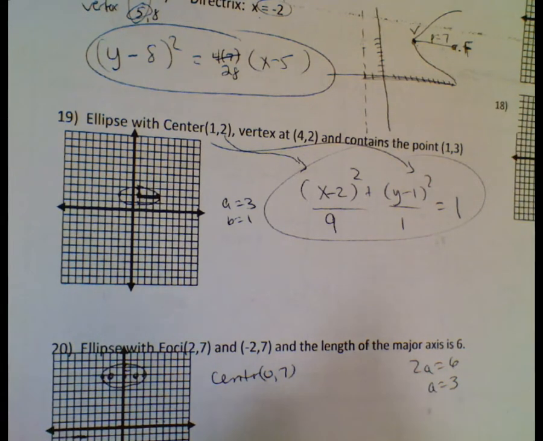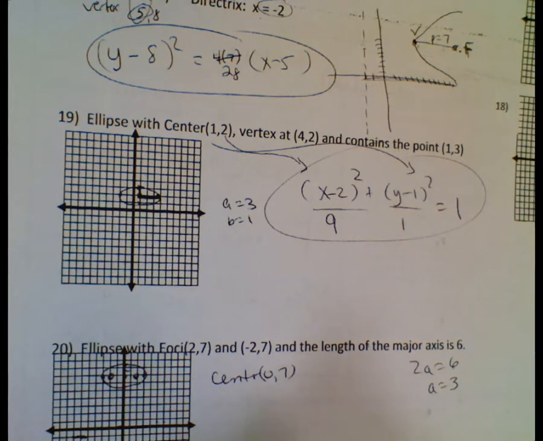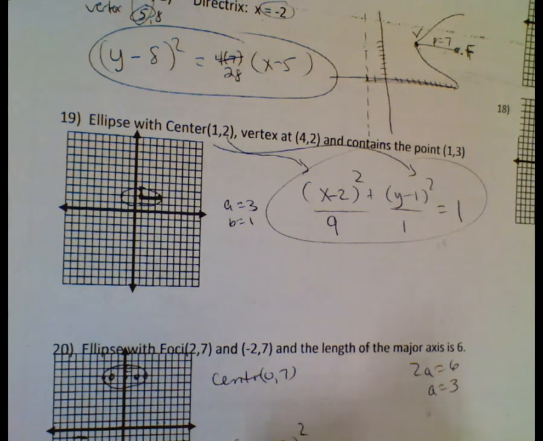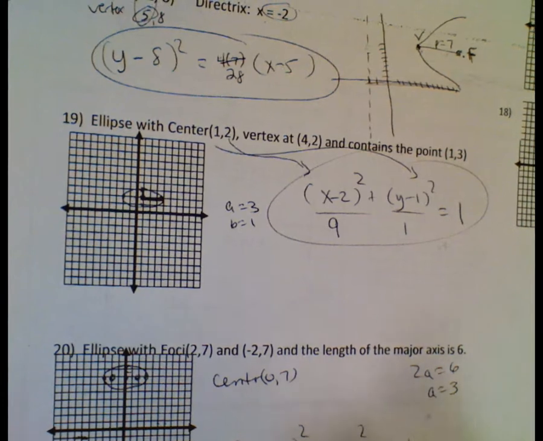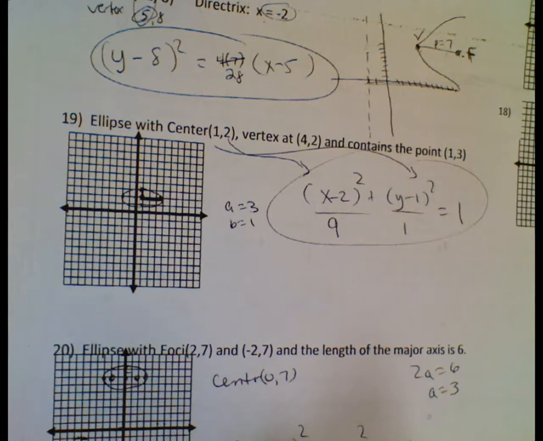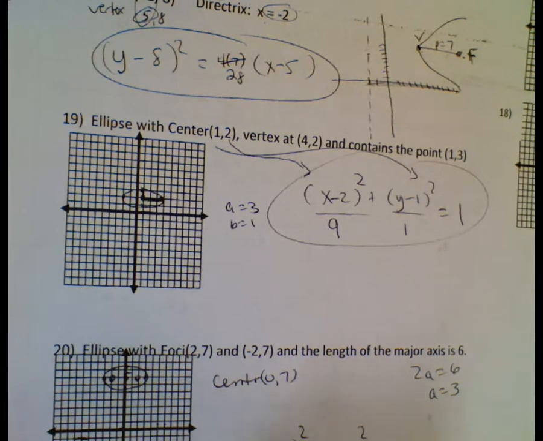So we have the ellipse. So we have x minus 7 squared plus y squared equals 1. So A is 3. So that goes this way because it's going left and right.